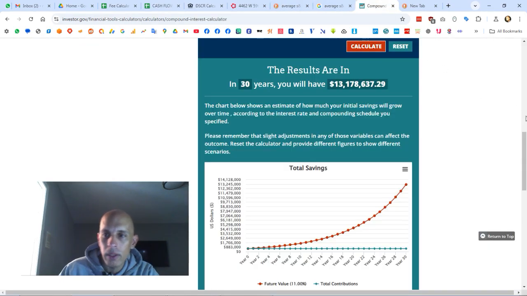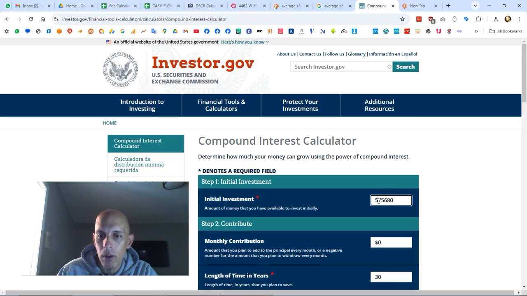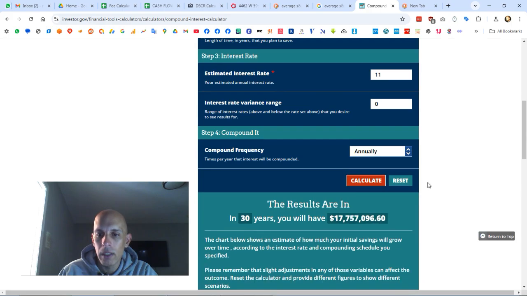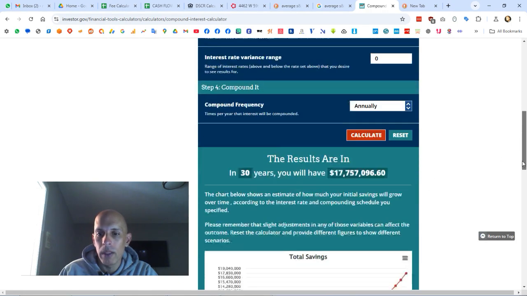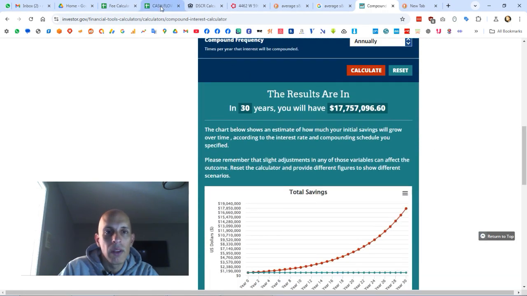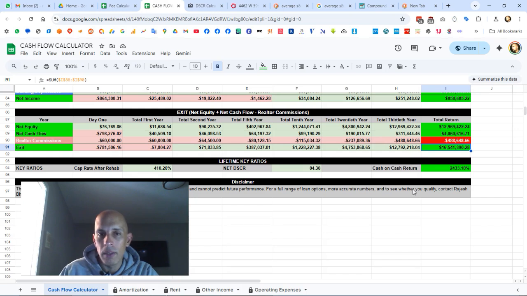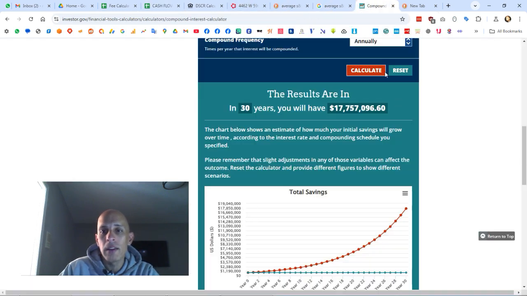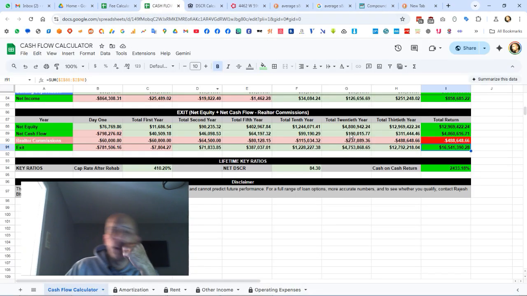So let's say you take that same $200,000 and you put it in here. Let's see what that looks like, right? Calculate. 17.75, and this is 16.5. So again, you're still doing better with the stock market, with the S&P 500. This building does not seem to. Your cash on cash return is higher, by the way. It's 24.33 right here.